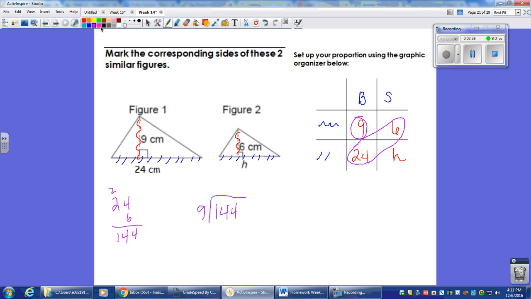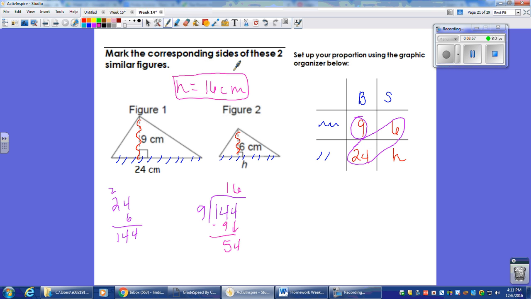9 goes into 14 one time with a remainder of 5. I'm going to bring down the 4. 9 goes into 54 6 times. So in this figure, H is equal to 16 centimeters. So my answer would be 16 centimeters.